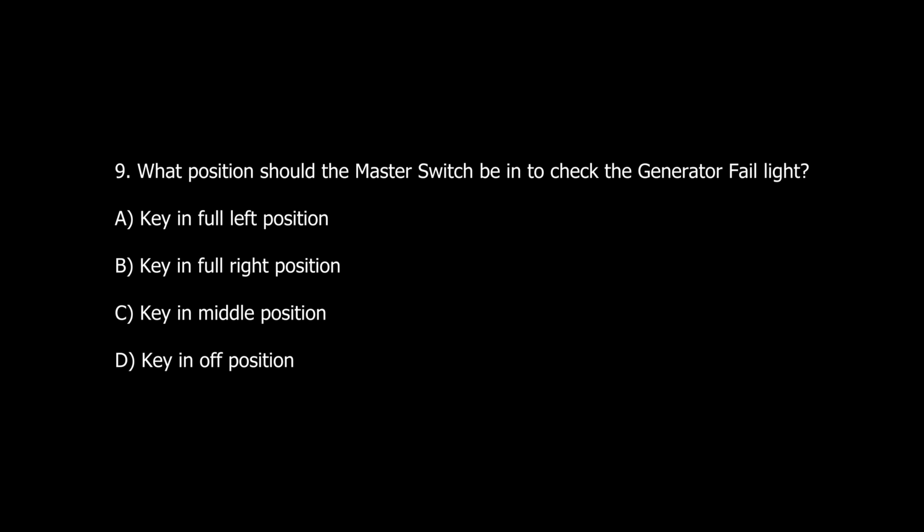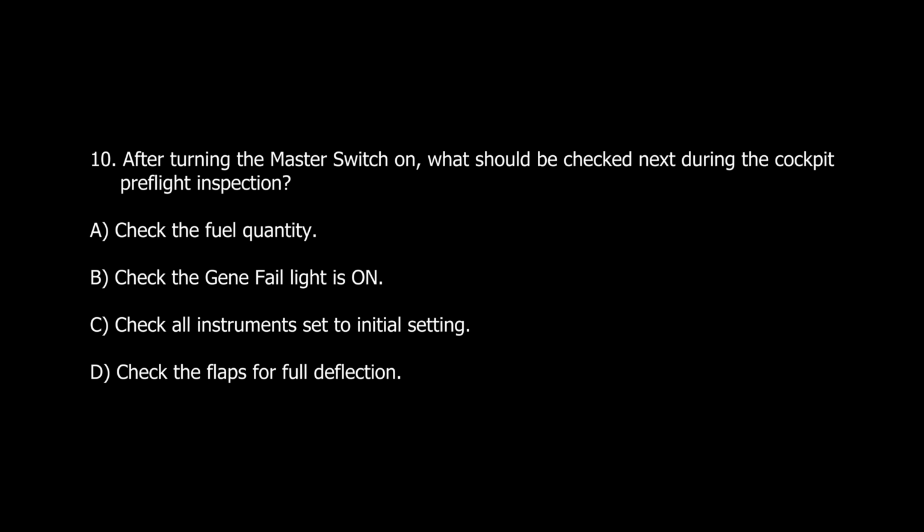9. What position should the master switch be in to check the generator fail light? A. Key in full left position. B. Key in full right position. C. Key in middle position. D. Key in off position. 10. After turning the master switch on, what should be checked next during the cockpit pre-flight inspection? A. Check the fuel quantity. B. Check the generator fail light is on. C. Check all instruments set to initial setting. D. Check the flaps for full deflection.